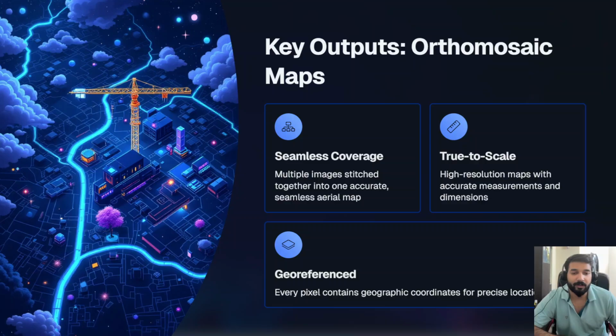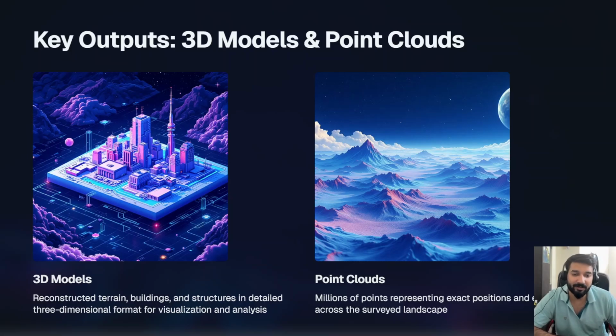Key outputs produced by drone mapping software. Drone mapping software can generate several types of professional outputs, including orthomosaic maps. These are high resolution aerial maps created by stitching together multiple images into one accurate, seamless image of the survey area. 3D models. The software can reconstruct terrain, buildings, and structures into detailed three-dimensional models.